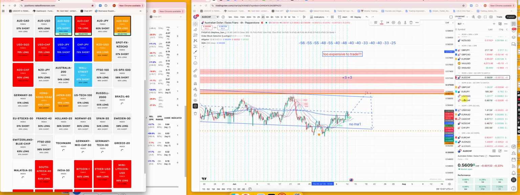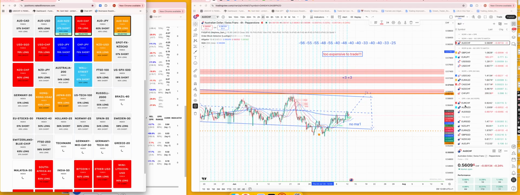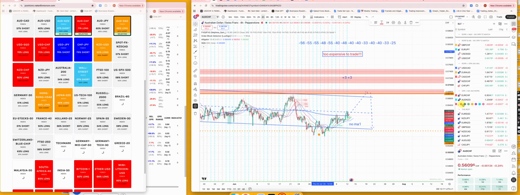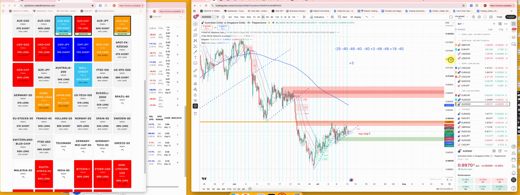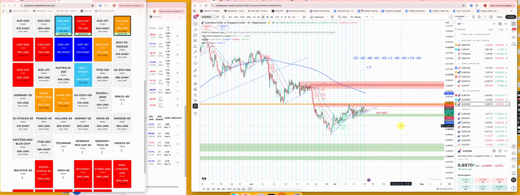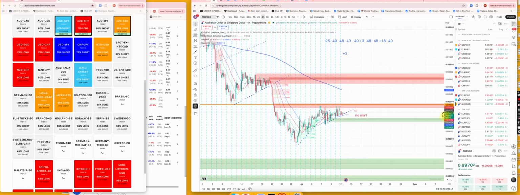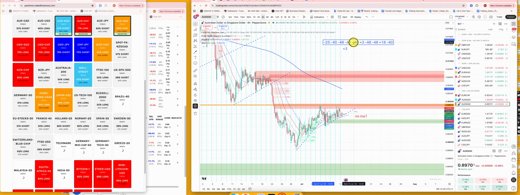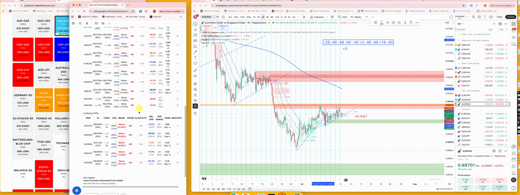Aussie Singapore. Where are you? Aussie Singapore, we're here. Okay. What do we have? I thought it would be down here. Bearish plus 11. So it's getting even more bullish on the relative OPRs. It's in a squeeze, isn't it? 100%.